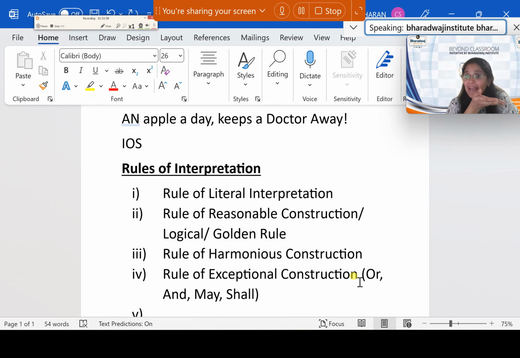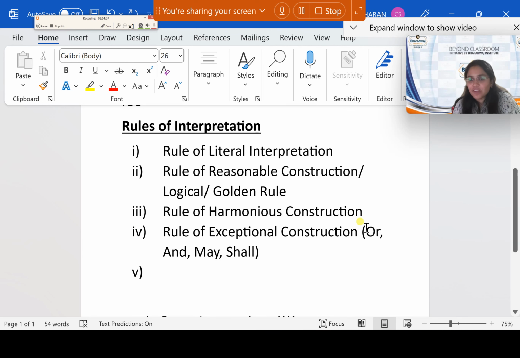There will be a may there, but you would have read it as shall. There will be a shall there, you would have read it as may. So, this is the rule which tells us: if these four words come in law, pass, don't read further, stop and check whether we have read it correctly.